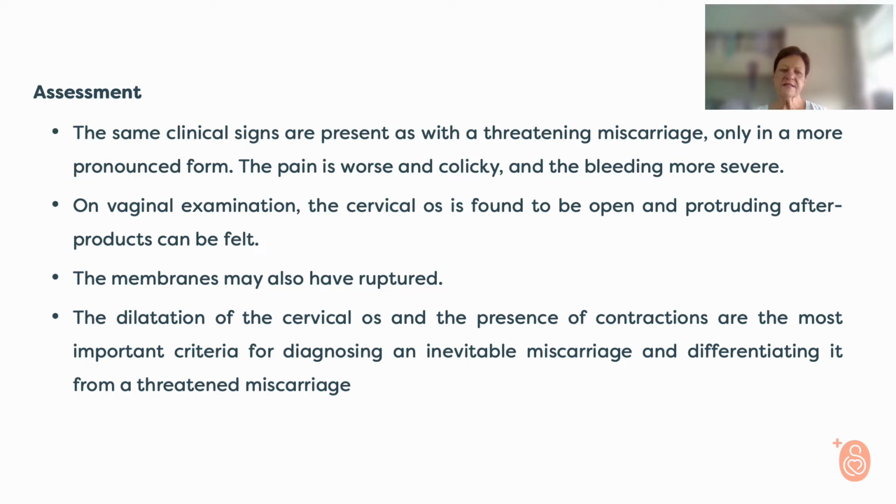And on a vaginal examination, and I think that's basically the biggest distinction between a threatening abortion and an inevitable one, the cervix is open, the cervical os is open, and there might even be products protruding through the cervix. The membranes might also have been ruptured, and as I've said, the dilatation of the cervical os and the presence of the contractions are the most important criteria that tell us that this miscarriage is inevitable.